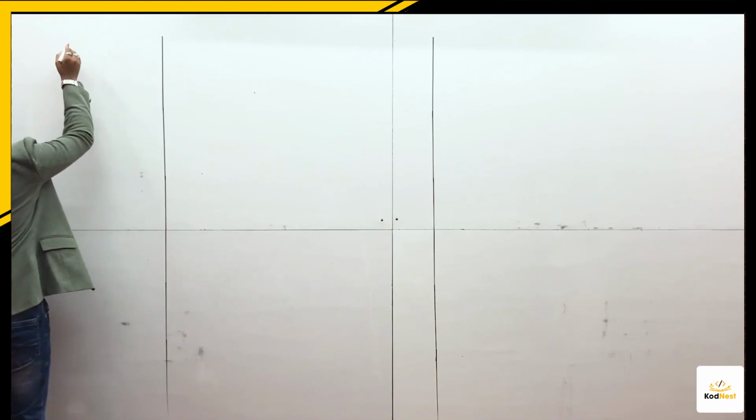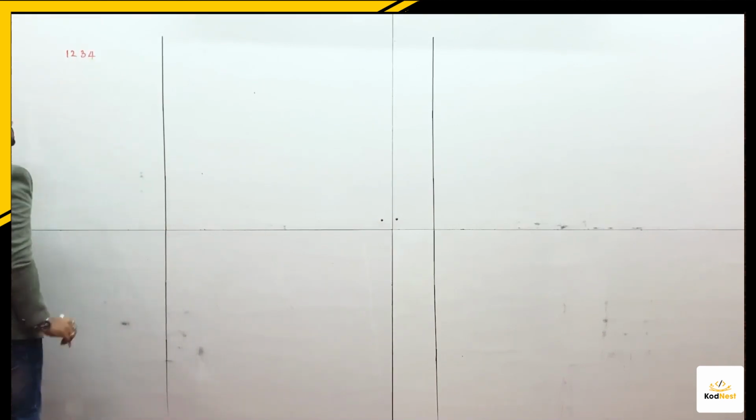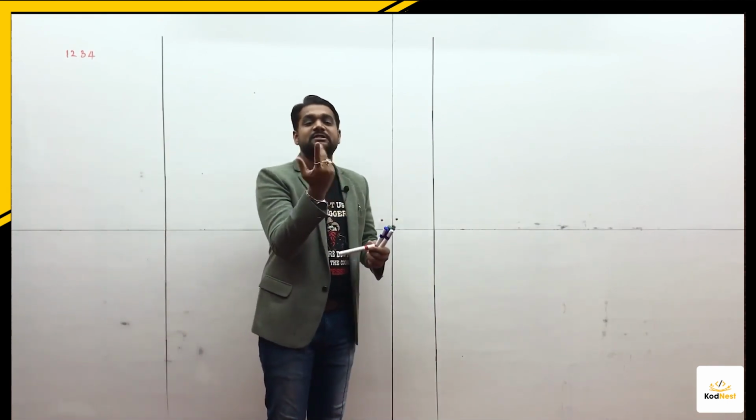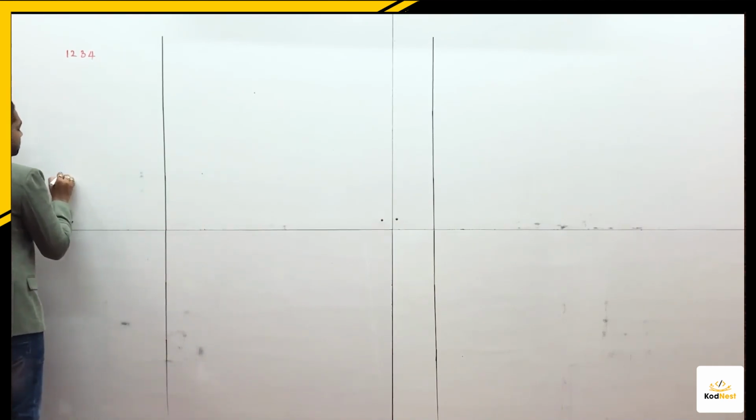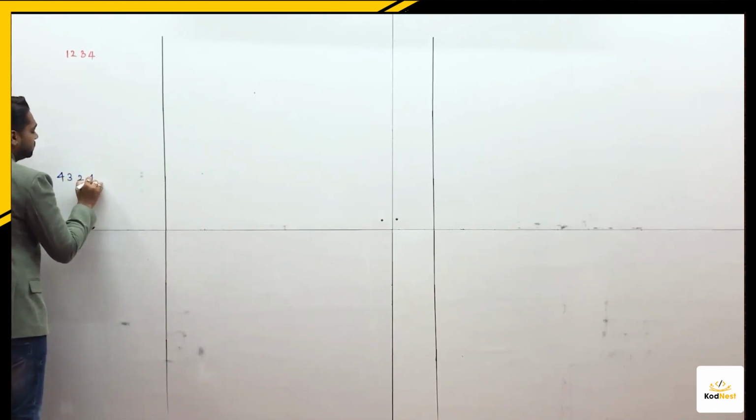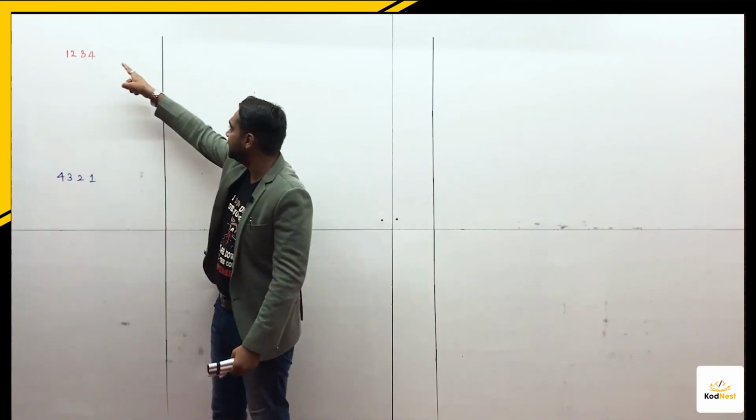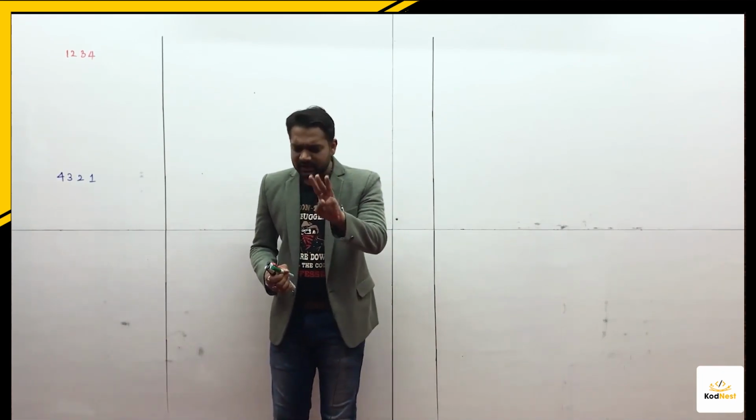Supposing the user enters 1, 2, 3, 4. That is the number the user has entered. You have to reverse the number. Finally the output should be 4, 3, 2, 1. User will enter this, you have to give this. How to do it? Simple, 3 lines of code.